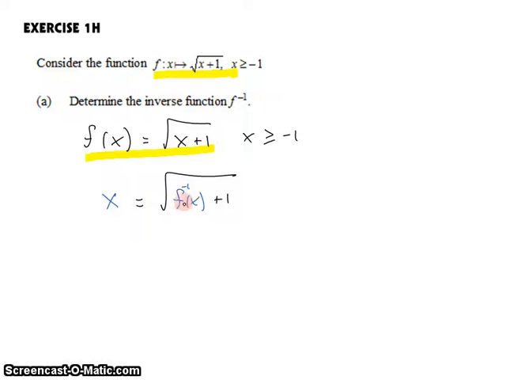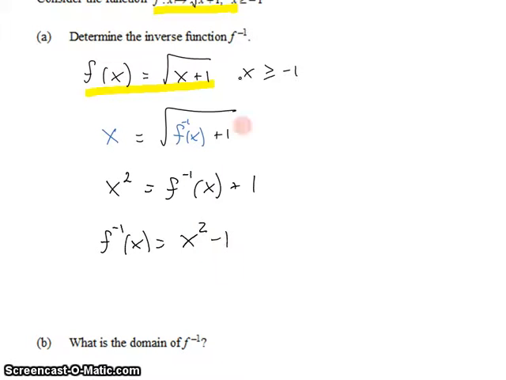What I need to do is solve it for the inverse of f of x. To do that, I'm going to square both sides. And then I'll just have to subtract 1 to the other side. Alright. And this gives me the inverse of f of x.